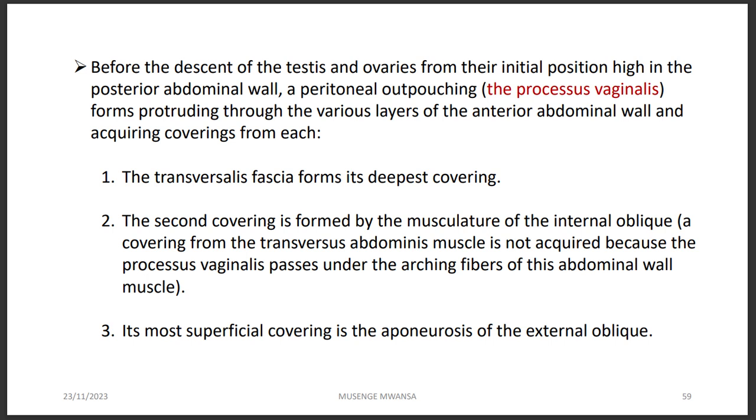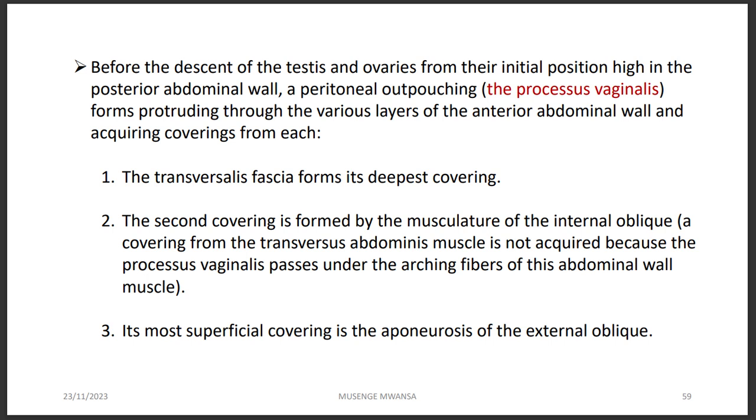So I should have been drawing, but I don't have anything to draw with. What is happening is this. Remember we have the processus vaginalis, which is just an outpocketing, moving and passing to the groin. Transversalis fascia is going to form a layer of it. Then the internal oblique, the transversus abdominis, and the external oblique. Actually, we have external oblique, internal oblique, and then the transversus abdominis, different layers like that.